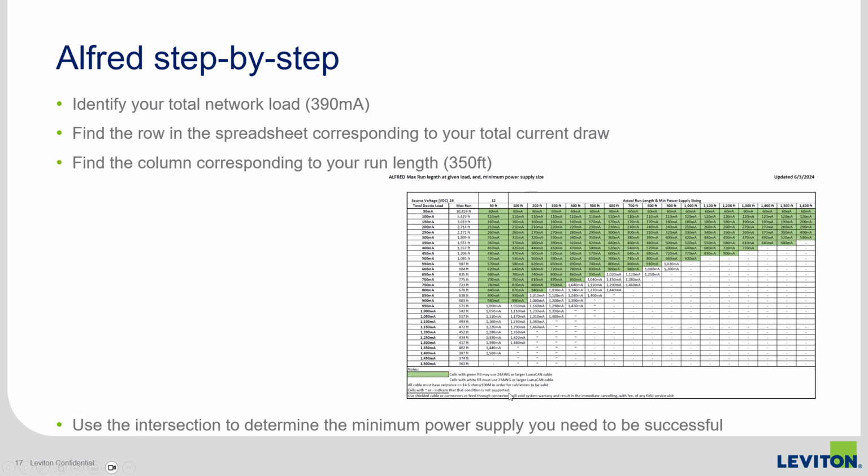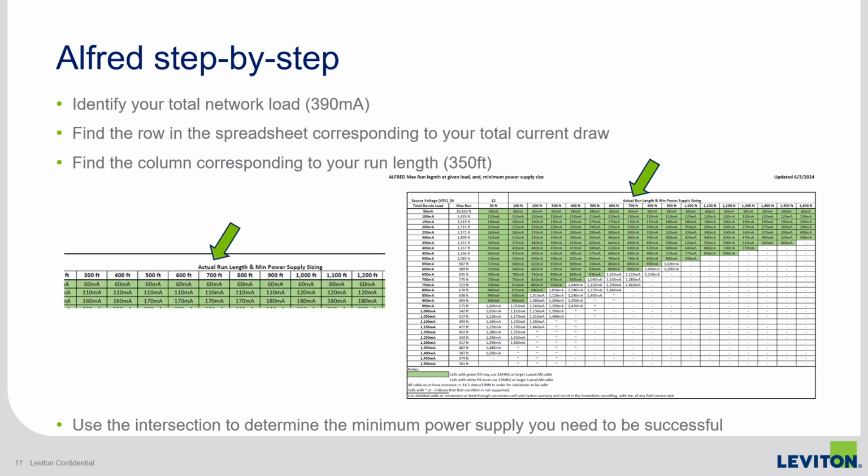Next thing we're going to do is find the column corresponding to our run length. For purposes of this discussion, we're going to assume that our run length is 350 feet. So across the top, we find our actual run length. Now, blow that up a little bit. There's our actual run length. You can see that they're split into 100-foot increments there. So the next highest one above 350 is 400. Now, if I had a 300-foot run length, use the 300-foot column. Anything 301 or above, you're going to use that 400-foot column.